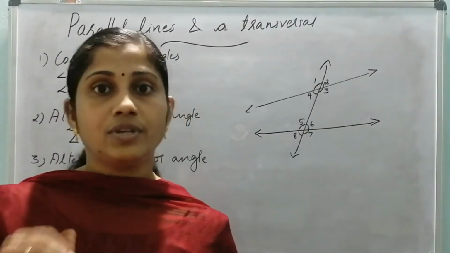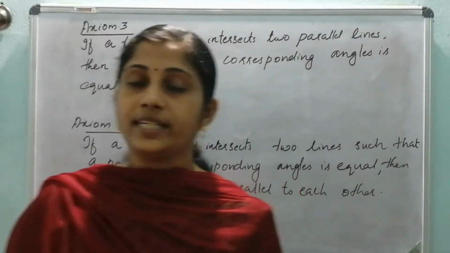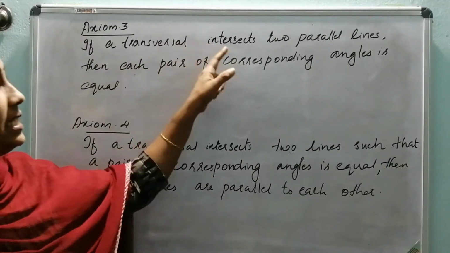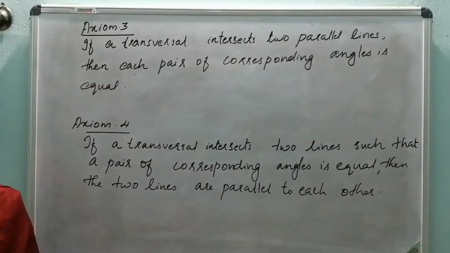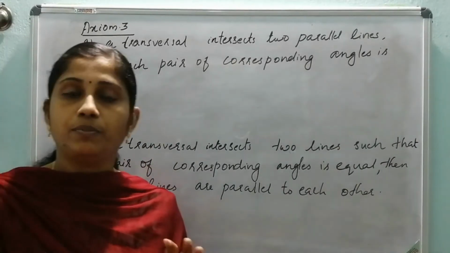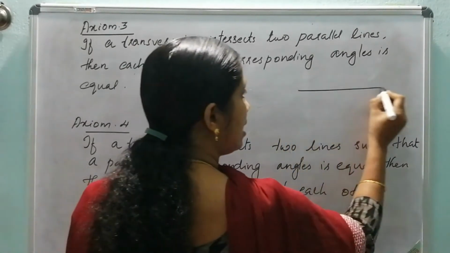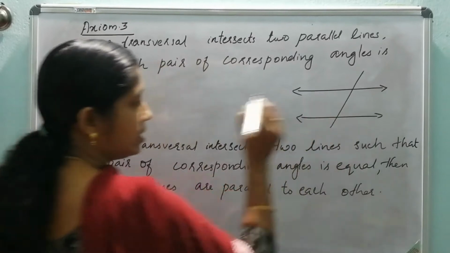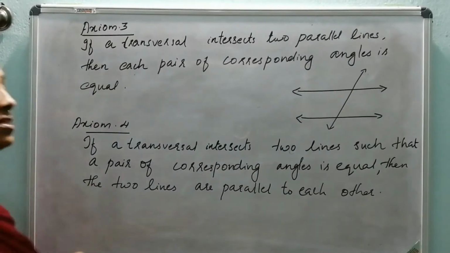Okay, then we can study two axioms here. We already studied two axioms. Now we can look at axiom 3 and axiom 4. Look at axiom 3: if a transversal intersects two parallel lines, then each pair of corresponding angles is equal. An axiom means a statement accepted as true. That is, if a transversal intersects two parallel lines, what does the axiom say? Then each pair of corresponding angles is equal.